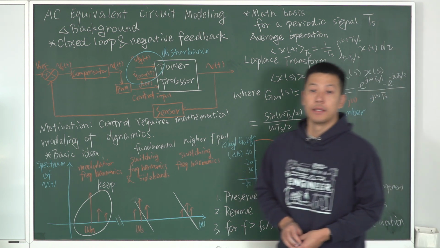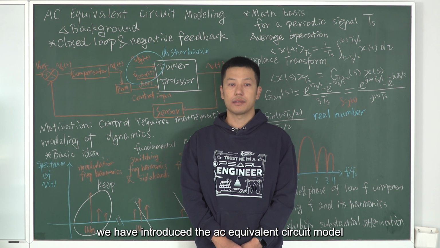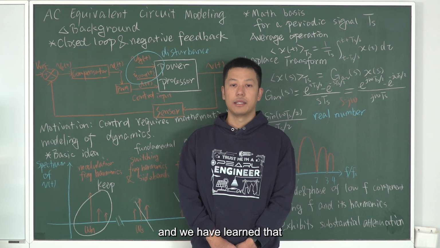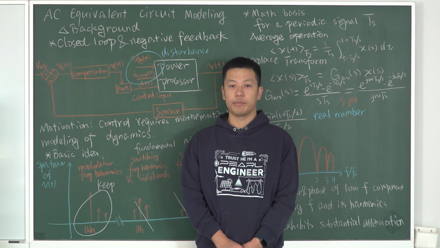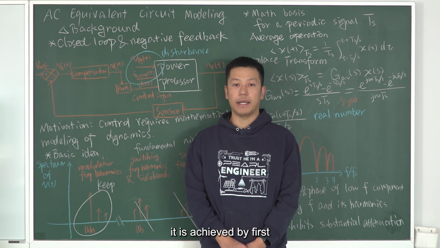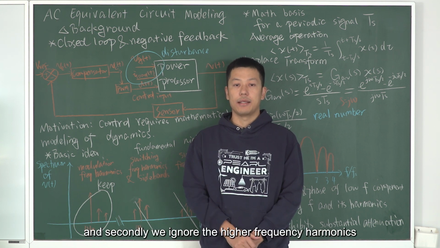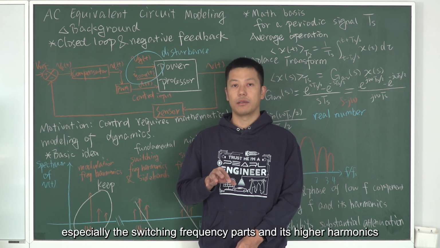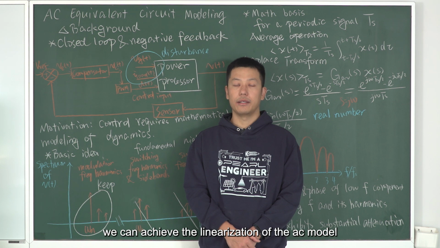Okay. So in this section, we have introduced the AC equivalent circuit model for power converters. We have learned that basically the AC equivalent model is an approximate model. It is achieved by first doing the average over one switching period, and secondly ignoring the higher frequency harmonics, especially the switching frequency parts and its higher harmonics. By doing this, we can achieve the linearization of the AC model.